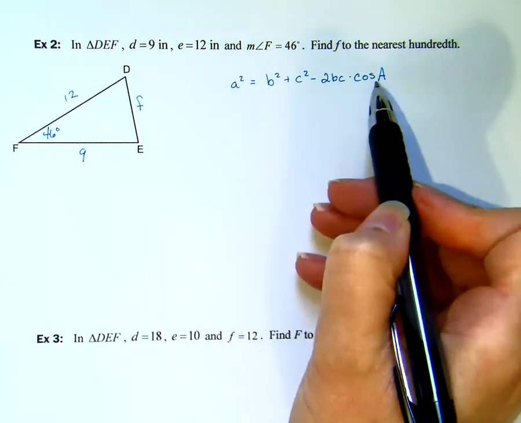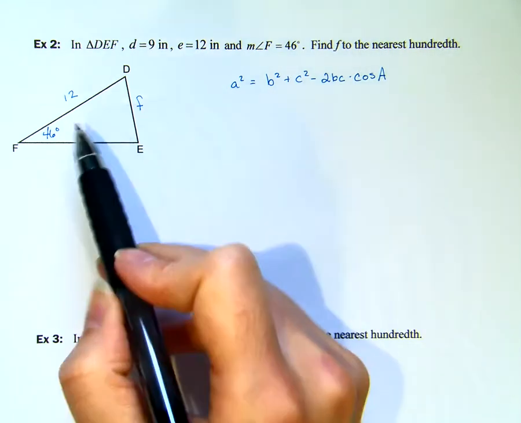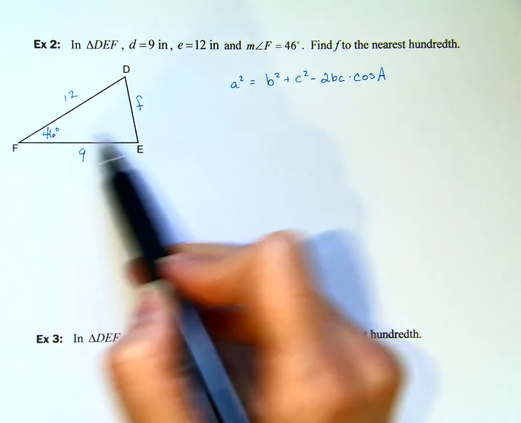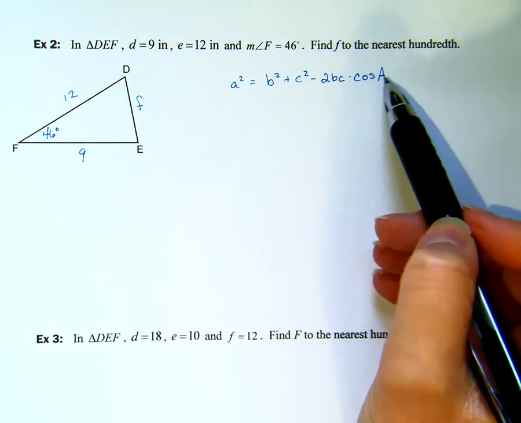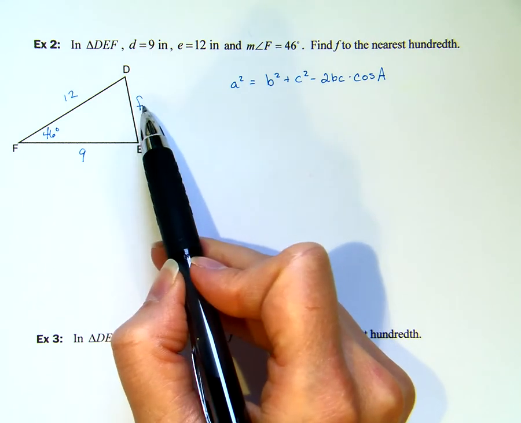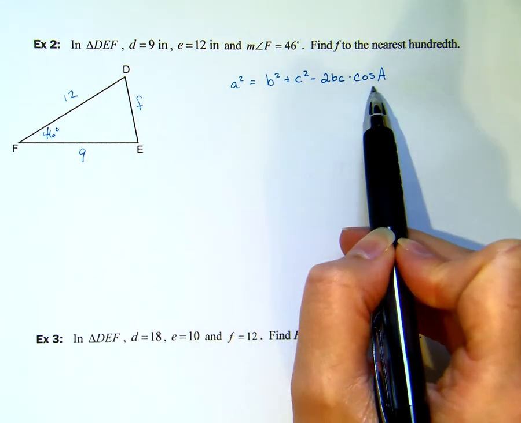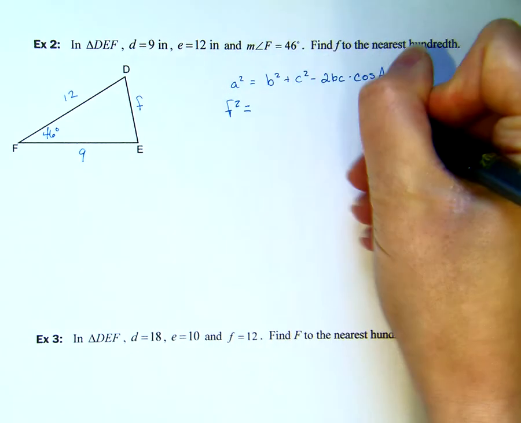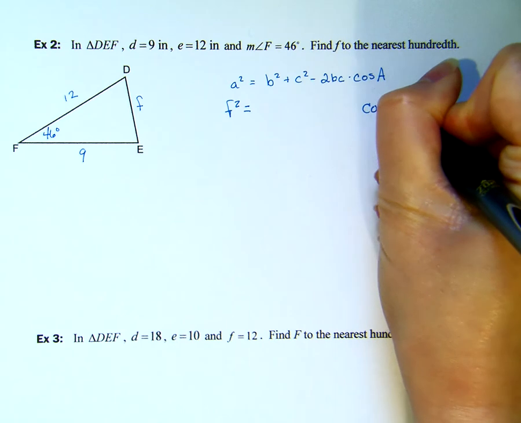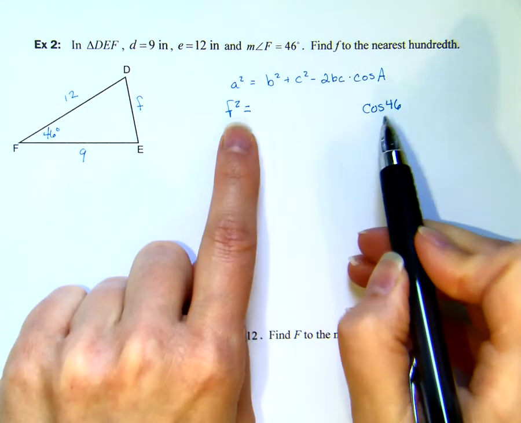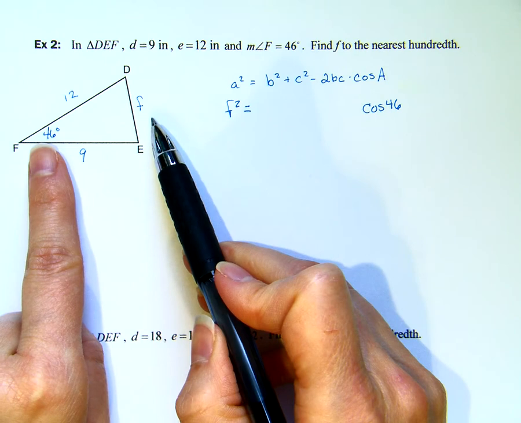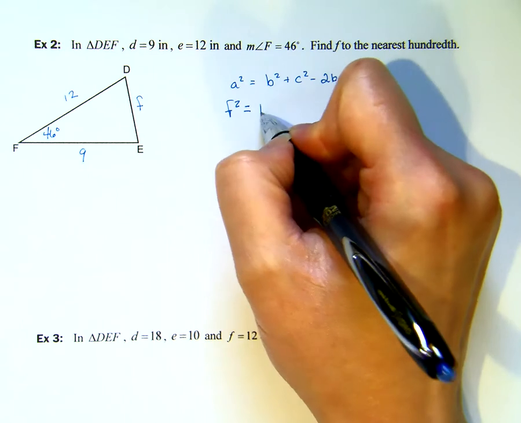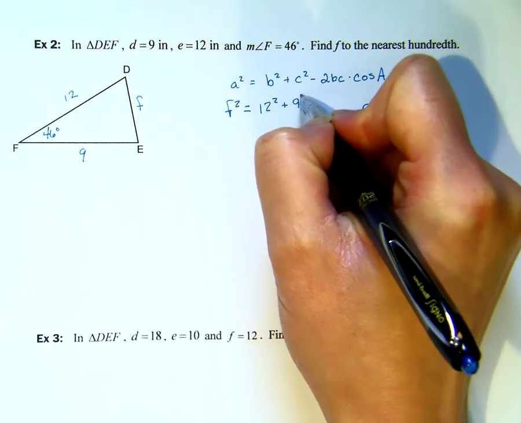Now again, A, B, and C are just variables. So we just need to plug in our values where they belong in the formula. Even though this is angle F, it's our angle measure in the formula. Even though this is side F, it is the side that's opposite the angle in the formula. So I'm going to fill those in as f squared and cosine of 46. Again, the beginning and the end of the formula should be the opposite side and angle. The remaining two sides fill out the rest of the formula. So I'll say b is 12 and c is 9.